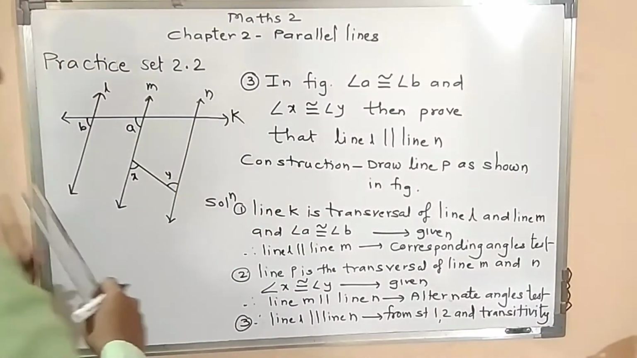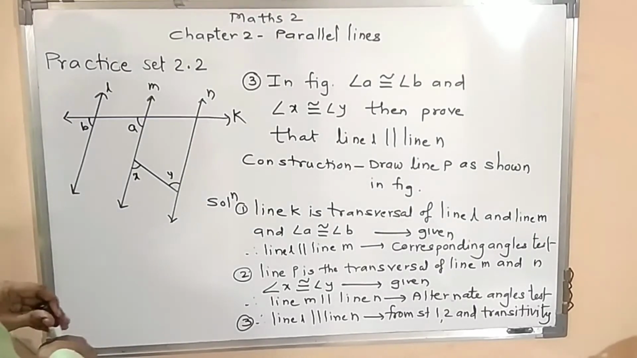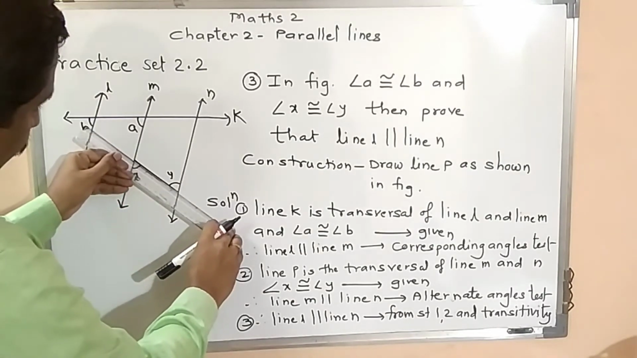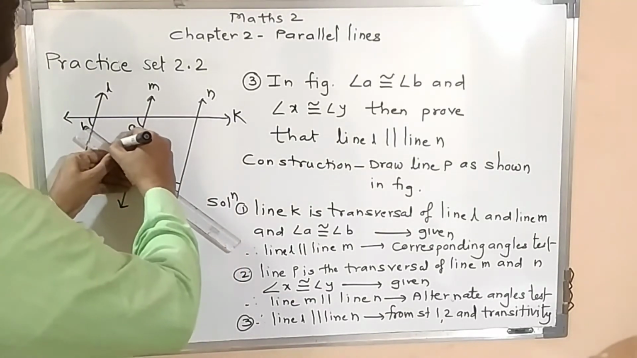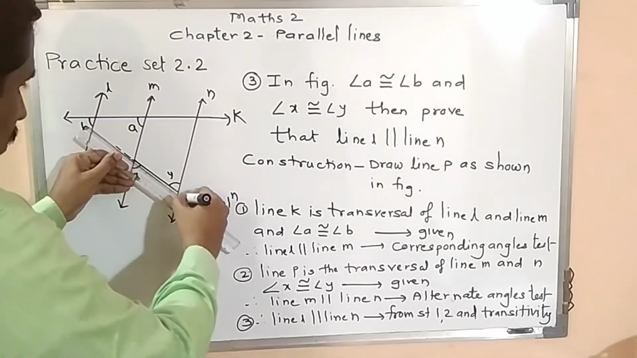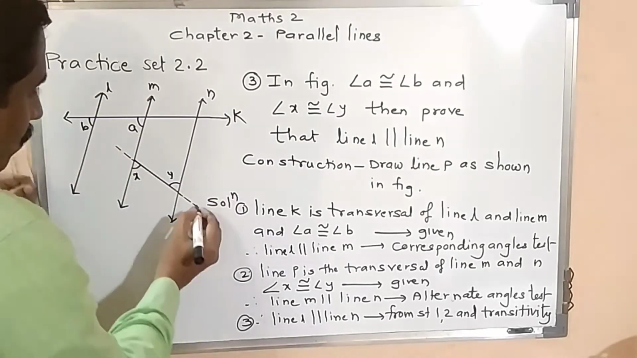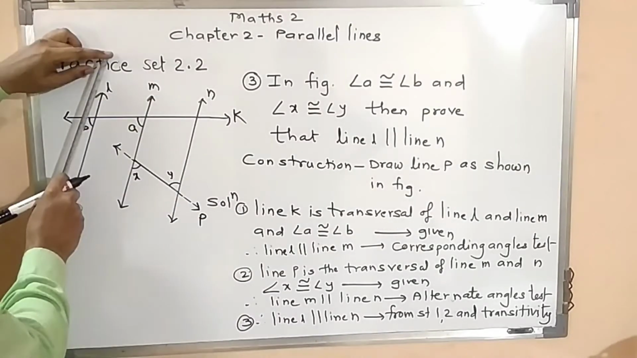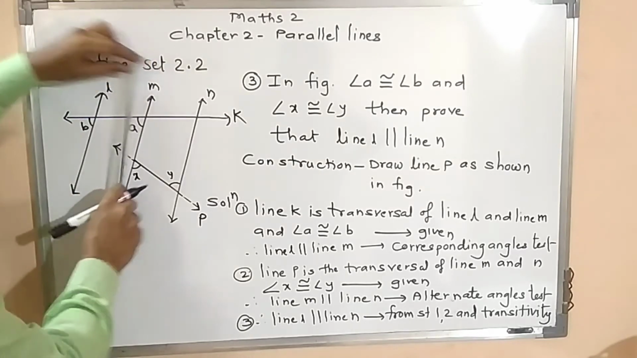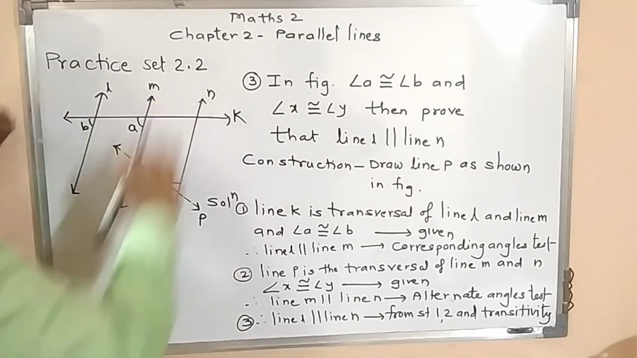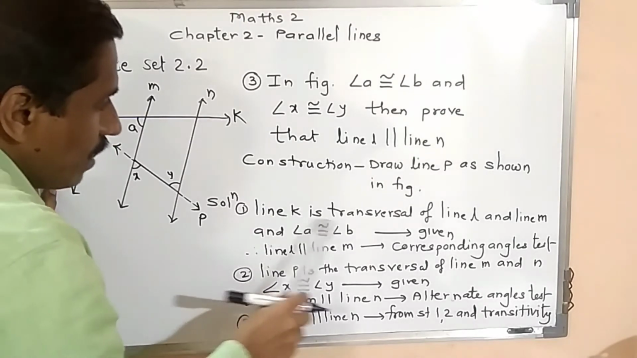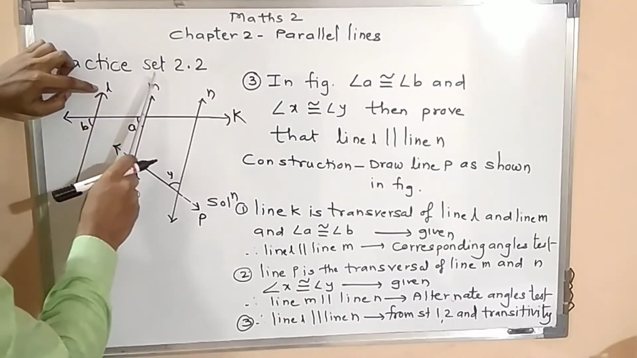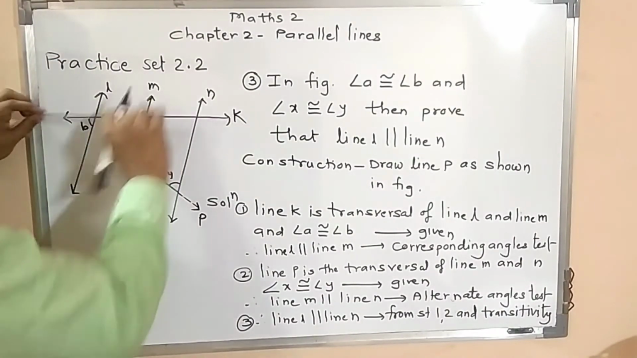So, construction. As shown in the figure, I will draw line P. This is the transversal which is not drawn fully. So, I will draw this transversal, extend this, and label it as P. Now, consider line L, this one is line M, and this one is transversal K. Line K is the transversal of line L and line M.